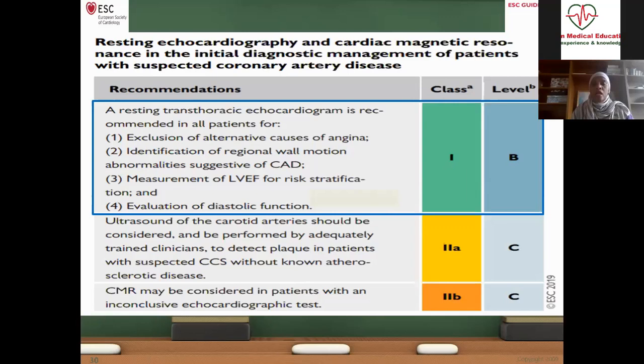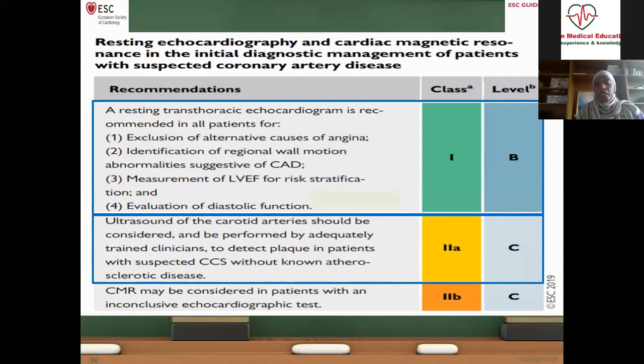And cardiac MR may be considered if the echocardiogram is inconclusive and we are still not completely convinced, or we suspect that this patient has an underlying coronary artery disease or other cardiac problem. So this is a 2B recommendation.